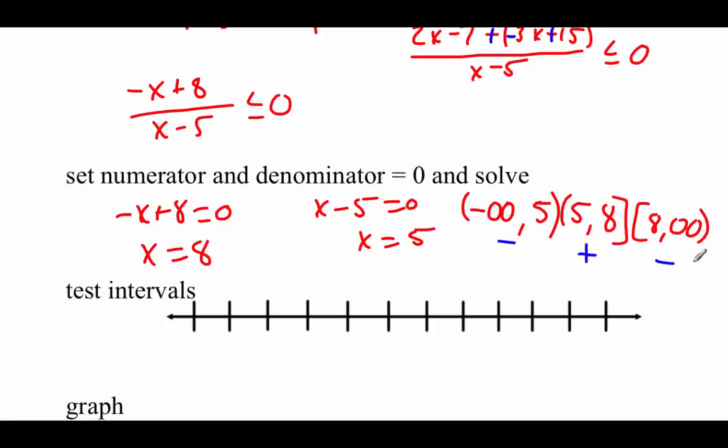So the answer, the things that are less than or equal to 0, would be these two outside ones. So let's say 5 is right here. We've got an interval running from 5 down towards negative infinity. Then we've got another interval going from 8 out to positive infinity. So those two portions of our picture are the solutions.